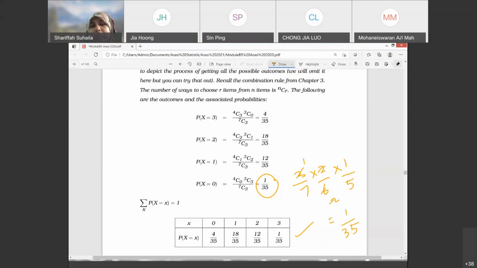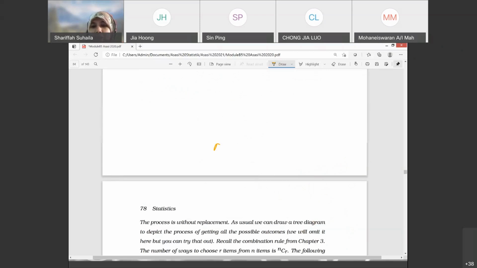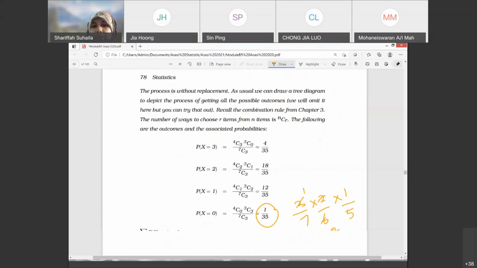This is the same for probability X equals 3, so all 3 are blemish. What did we have? 4 blemish. So you will have 4 over 7 times 3 over 6 times 2 over 5, which gives 4 over 35. You can find the probability either using the combination rule or by just multiplying the probabilities from the tree diagram.